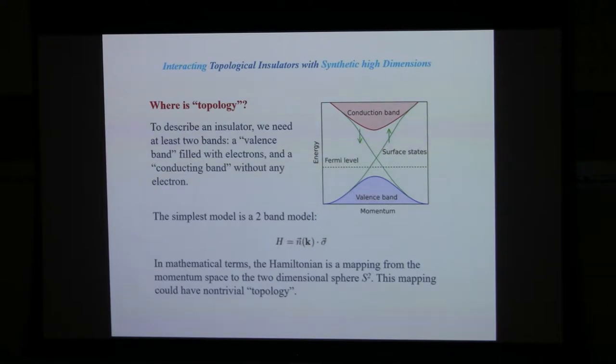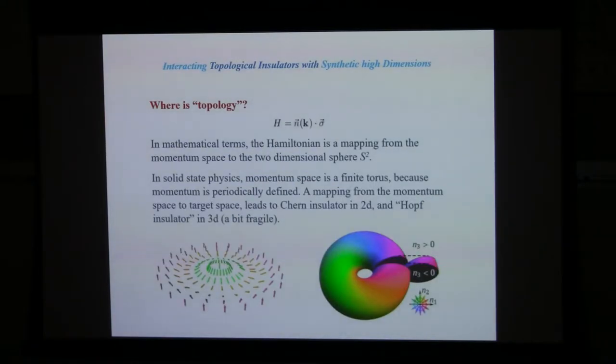So this means that any Hamiltonian in a solid state system can be viewed as a mapping from the compact momentum space, a compact manifold, to a target manifold. And this kind of mapping can have topologically non-trivial classification. So this is where topology comes in. For example, if I consider a two-dimensional topological insulator, then this Hamiltonian is a mapping from a two-dimensional compact momentum space to the two-dimensional target space, which is a sphere. And this kind of mapping can easily have a topological number, which is equivalent to a Chern number.